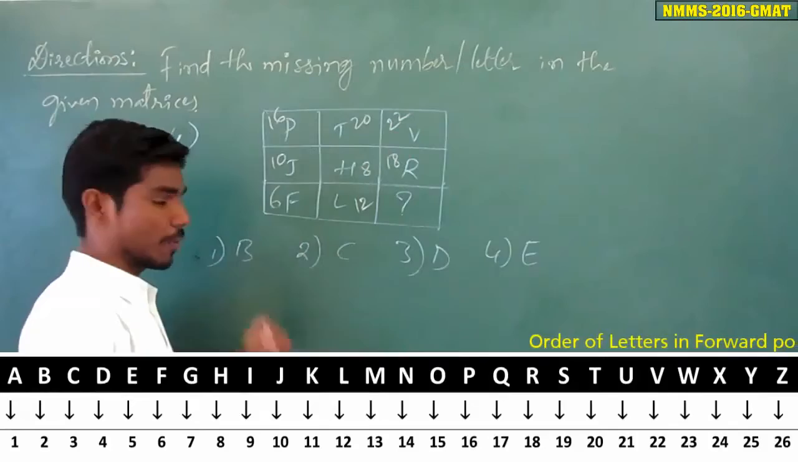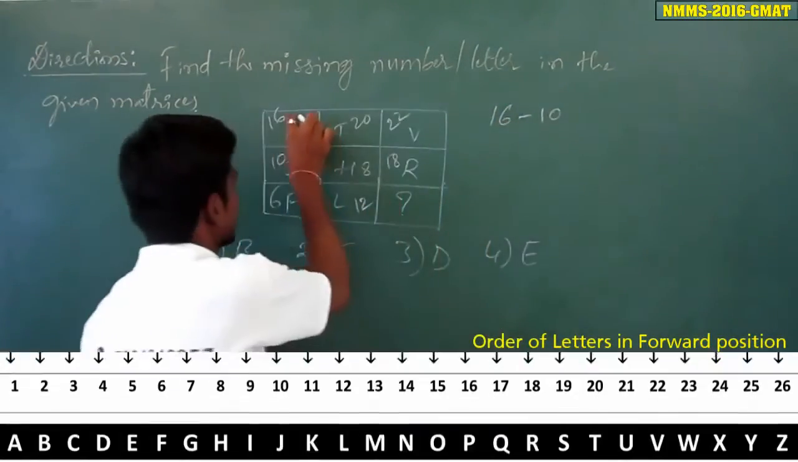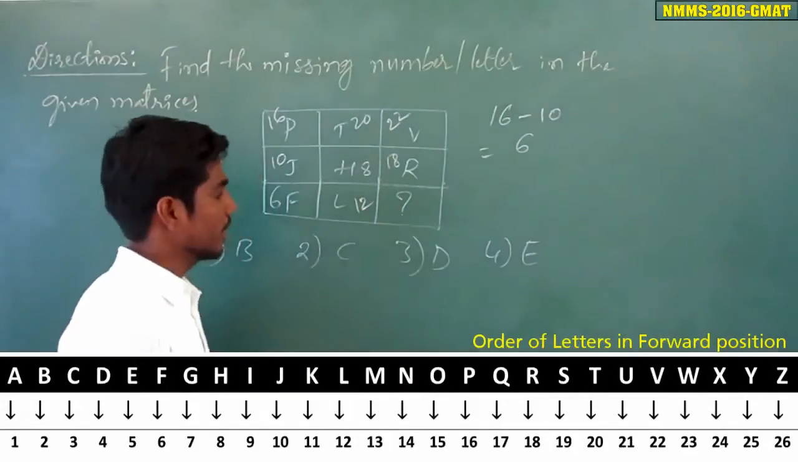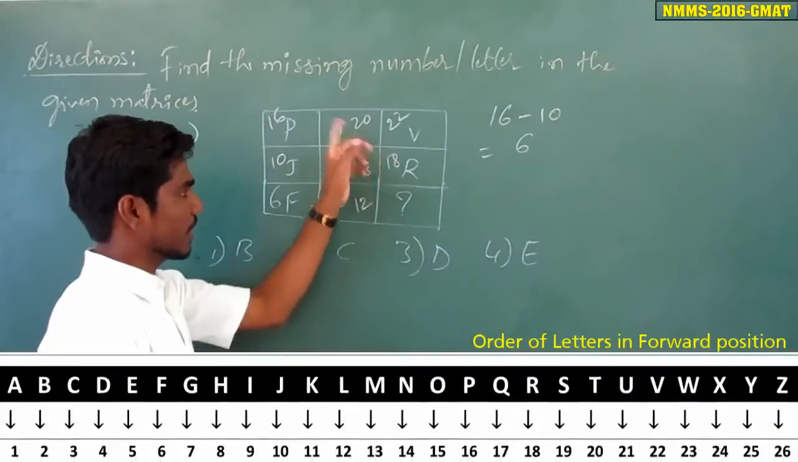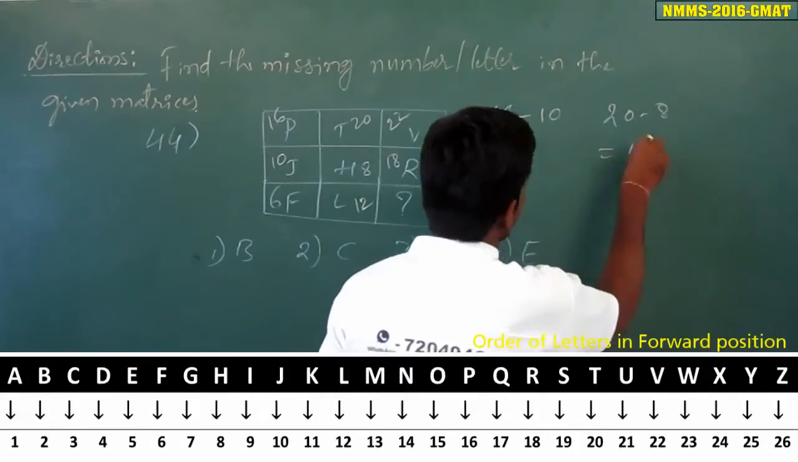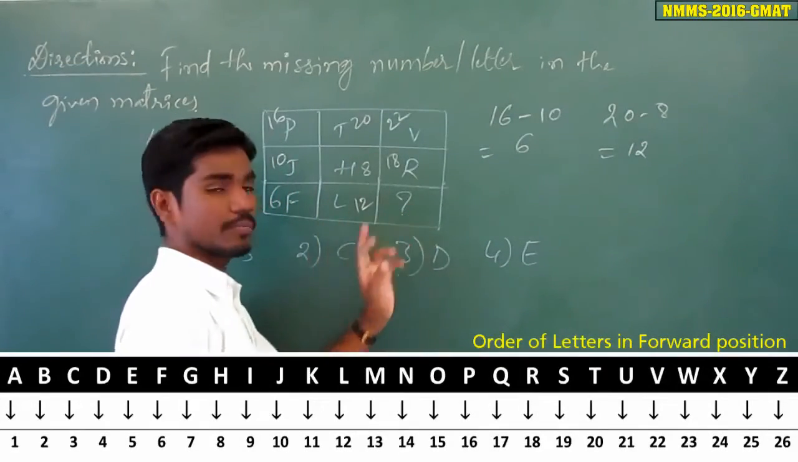Now this 6 can be obtained if I consider 16 minus 10. 16 minus 10 is equal to what? It is equal to 6. Okay. Now this 12 can be obtained if I consider 20 minus 8, that is what? 12. The same analogy I will use to find out this missing letter.